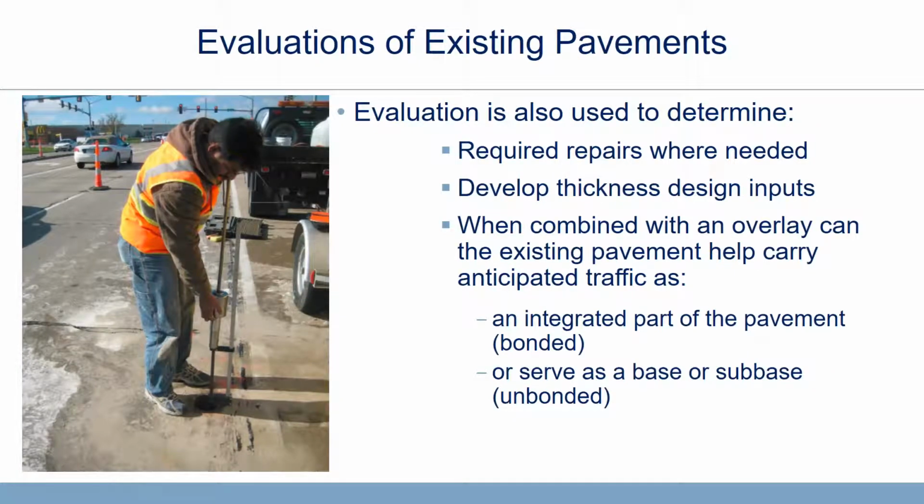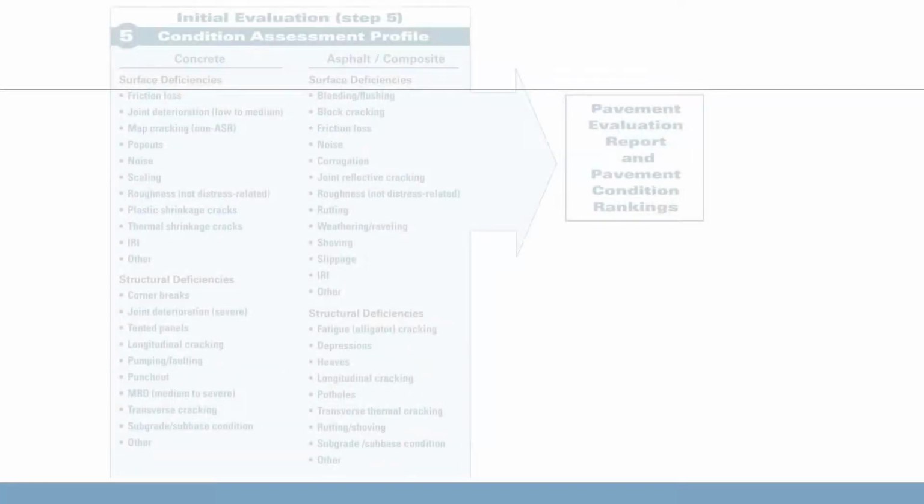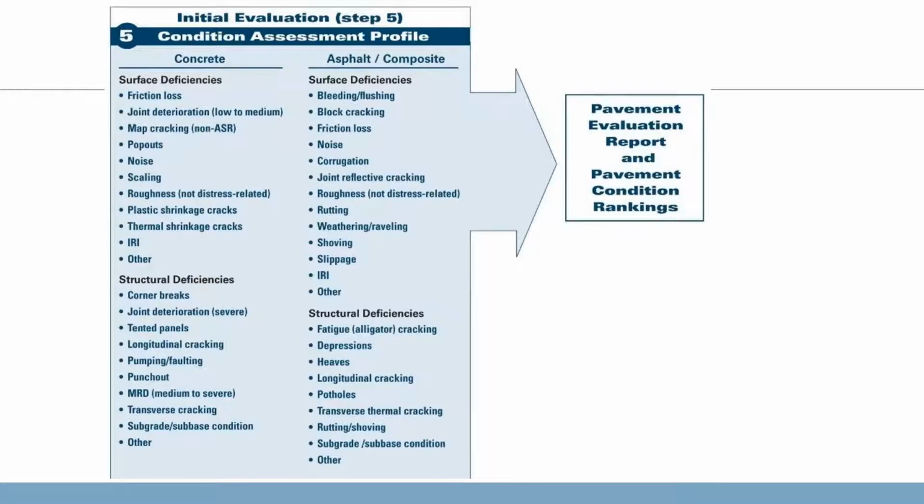Evaluation is also used to determine whether required repairs might be needed and to develop the thickness design inputs. When combined with an overlay, you want to know that the existing pavement can help carry the anticipated traffic, either as an integral part of the pavement in the bonded, or serve as a base or sub-base in the unbonded category. Once we have done that evaluation work, it's important to record the pertinent information from the long list of conditions that might affect the design, constructability, and performance of the overlay.